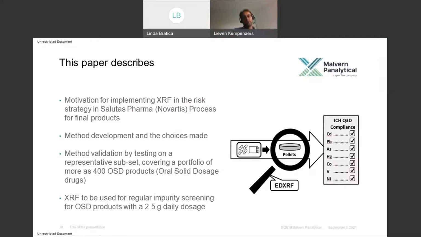So the paper describes, first of all, the motivation. Why would they look at XRF in the risk strategy in Novartis? And also what they did is they developed a method by testing a subset of a big group of 400 solid dose products. And so they also had their target at 2.5 gram daily doses. That's all written in the paper.